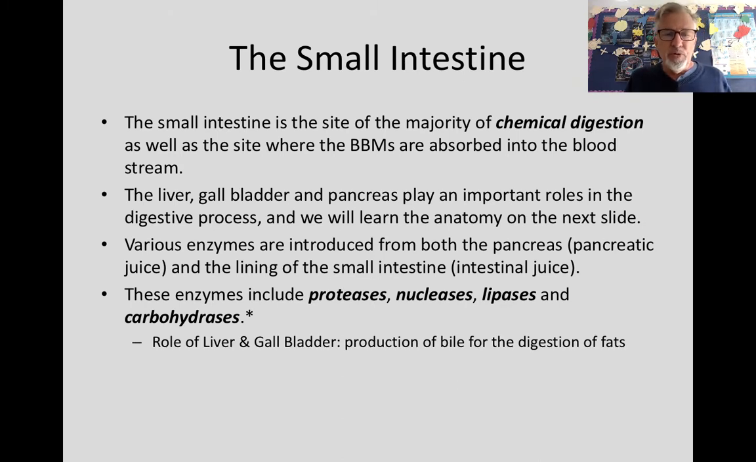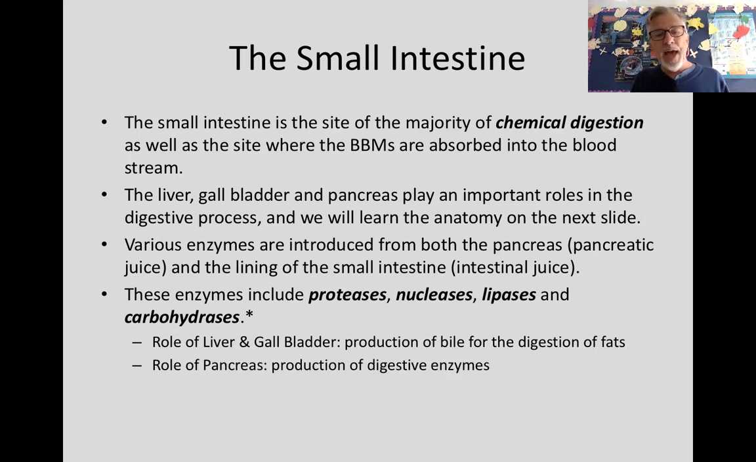Let's just review the role of the liver and the gallbladder. The liver produces bile, and it's then stored in the gallbladder, and this bile is introduced into the chyme in order to aid with the digestion of fats, and we'll see how that occurs in just a few minutes. And the pancreas, its major role is to produce digestive enzymes and also increase the pH of the chyme. In other words, the pH of the inside of the small intestine is back up at around 8, and not at the low pH of the stomach.